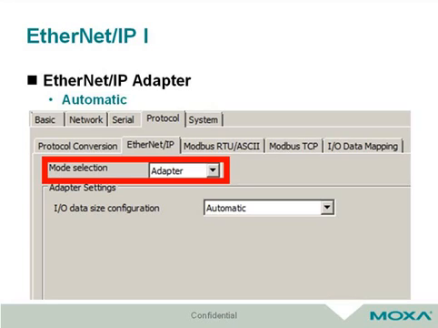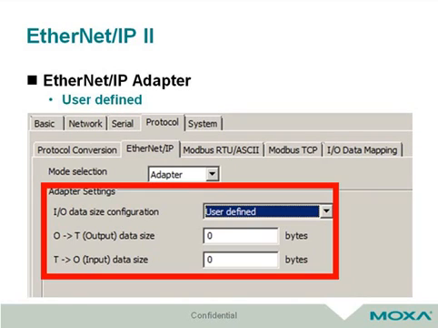For Ethernet IP mode selection, there are two modes, adapter and scanner. Here, we suppose MGate is an Ethernet IP adapter. For adapter settings, I/O data size configuration could be automatic or user-defined. In most cases, automatic will be easier. In this page, it's just to show you that you can also use user-defined to set the I/O data size settings.